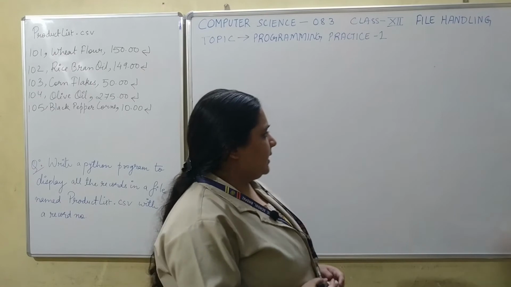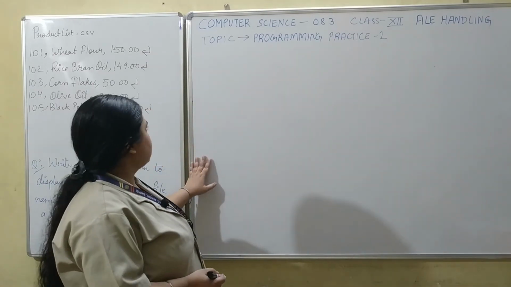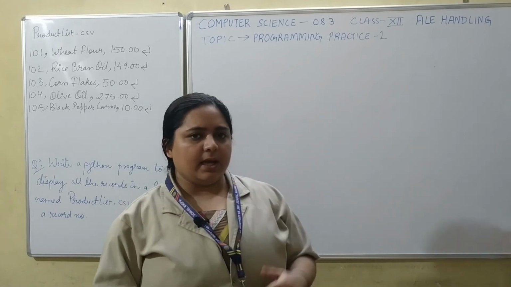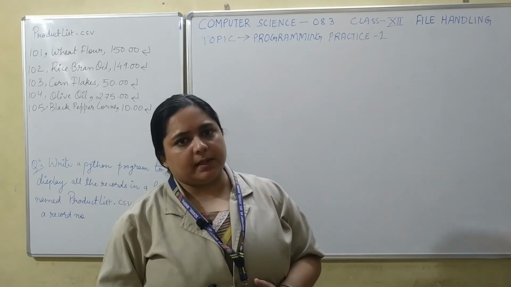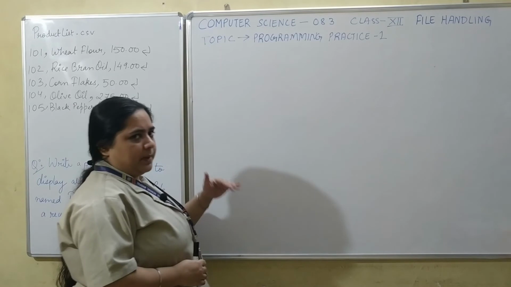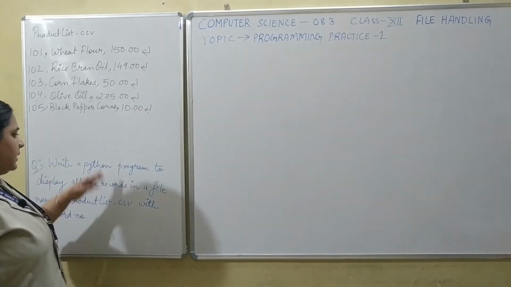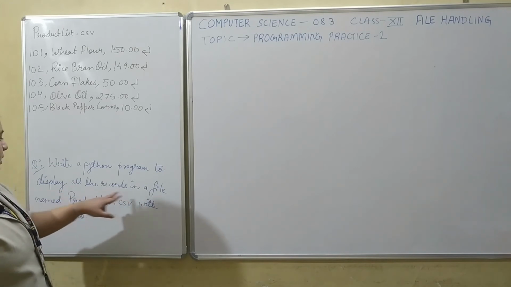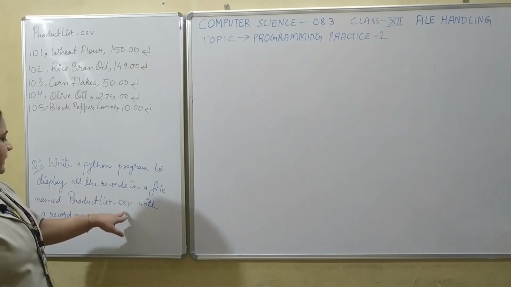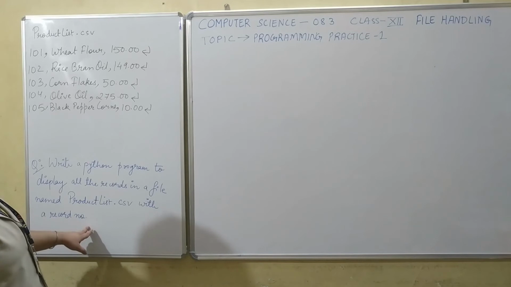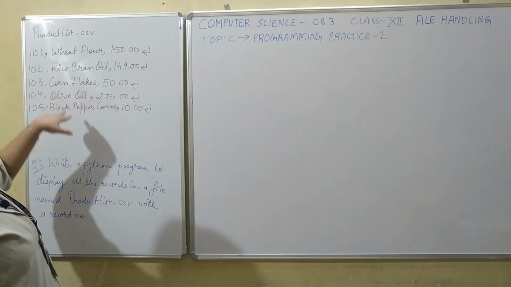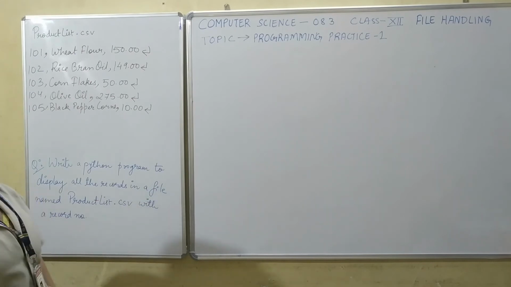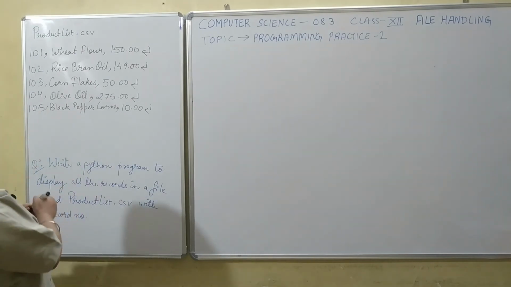So you have seen in the previous lecture how we can read from one file and write into the other file. In this second part of this class, we are going to see another question. Write a Python program to display all the records in a file named productlist.csv with a record number. And this is the file. The name of the file is productlist.csv. It is a comma separated value file.